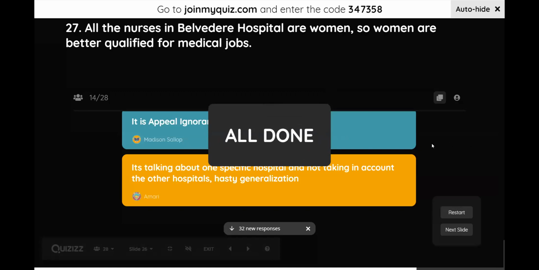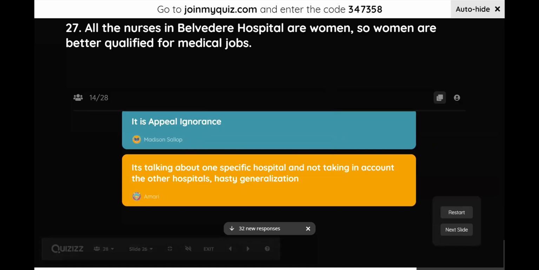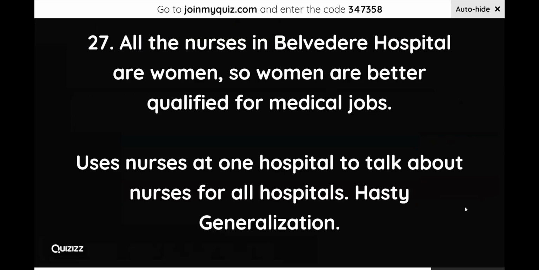And hasty generalization, when I think about this, I always think about that episode of Futurama. Oh, Futurama. I love that show. With the nurses. So you use nurses at one hospital to talk about nurses for all hospitals. So you're using one to talk about everything, right? So your sample size is like one hospital. That's not a very large sample size when we think about there's probably millions of hospitals out there.